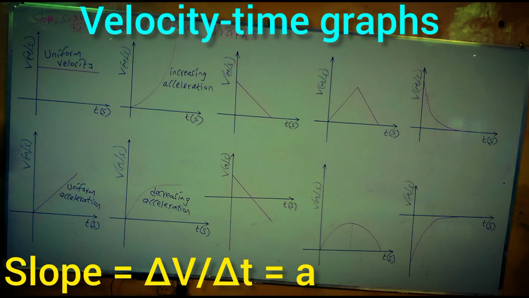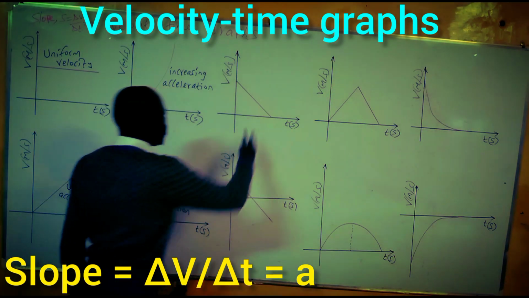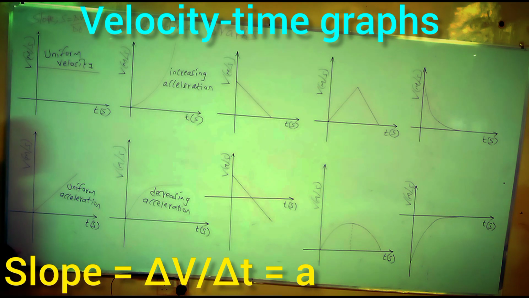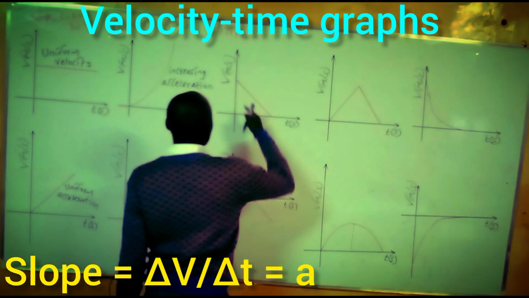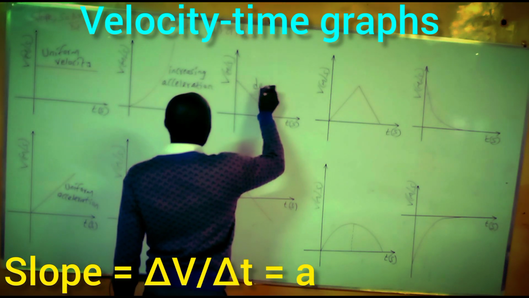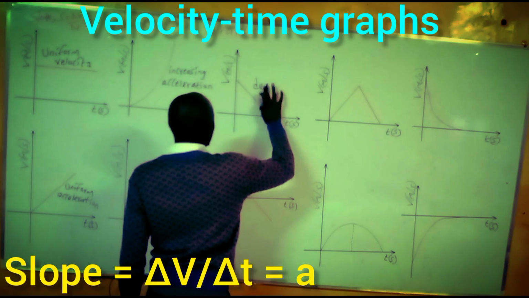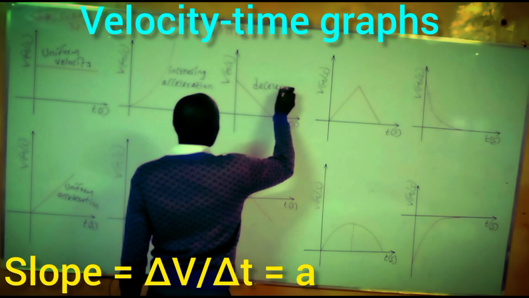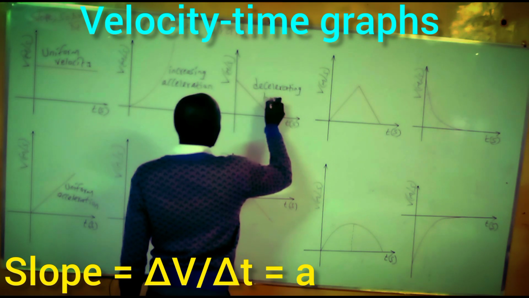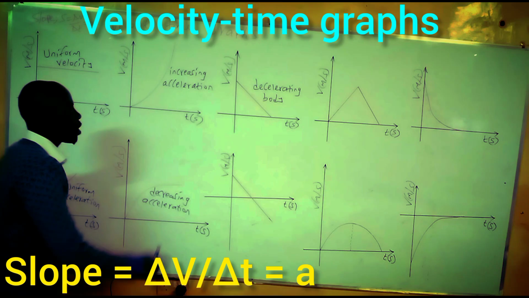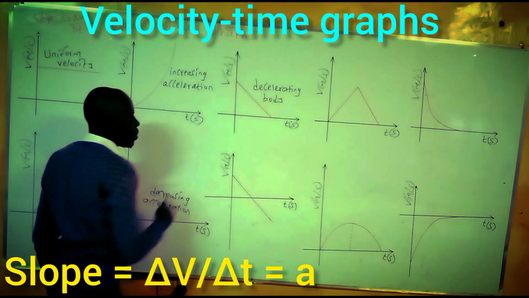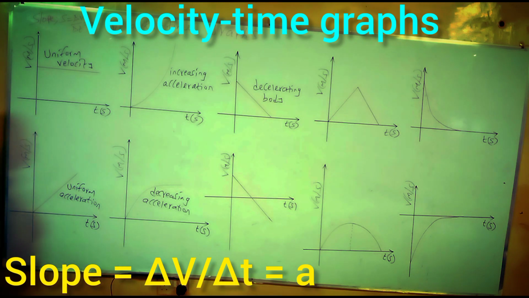We go to this other one. If you look at the slope here, it is constant, meaning acceleration is constant, but now it is negative. That means the body is decelerating. The body is decelerating because the final velocity is 0, and the slope is constant, meaning acceleration is constant but negative. Negative slope means negative acceleration, which is deceleration.